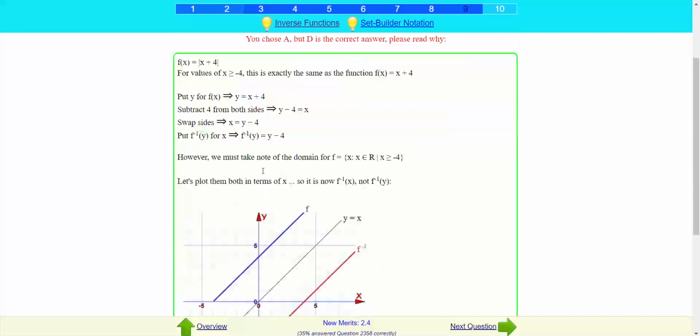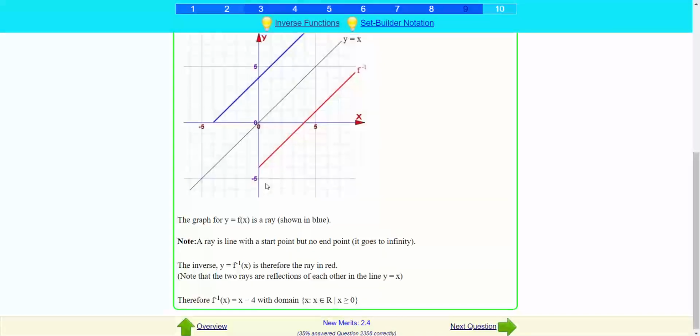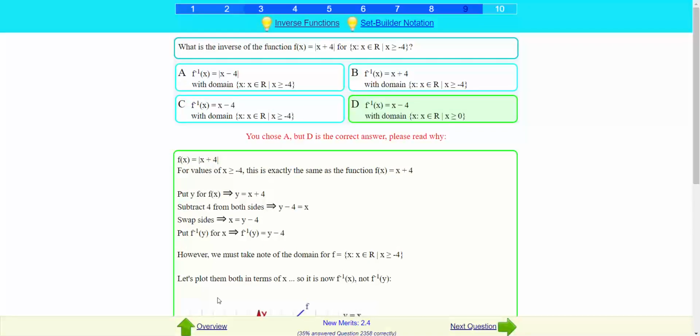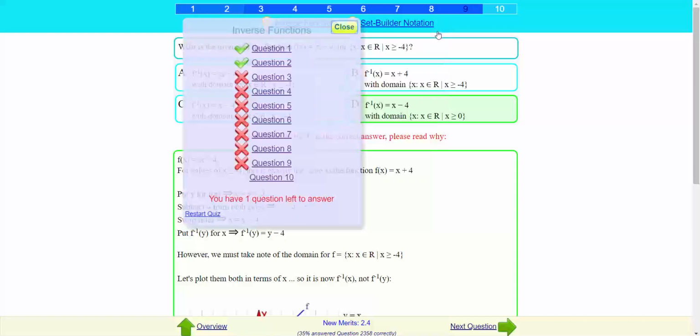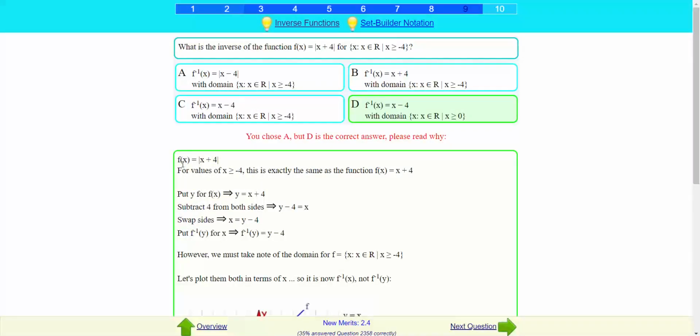What is wrong now? I think I basically gave up, which is not good. Damn, that's nasty. f of x equals absolute of x plus 4, for values x greater than or equal to negative 4. This is exactly the same as the function. Equal or greater than negative 4, right?